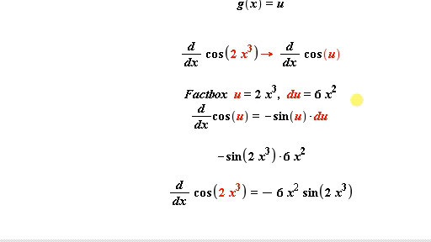Now, I'll tell you, the derivative of cosine is negative sine. You'll understand this when you look at the graphs video later on the website.